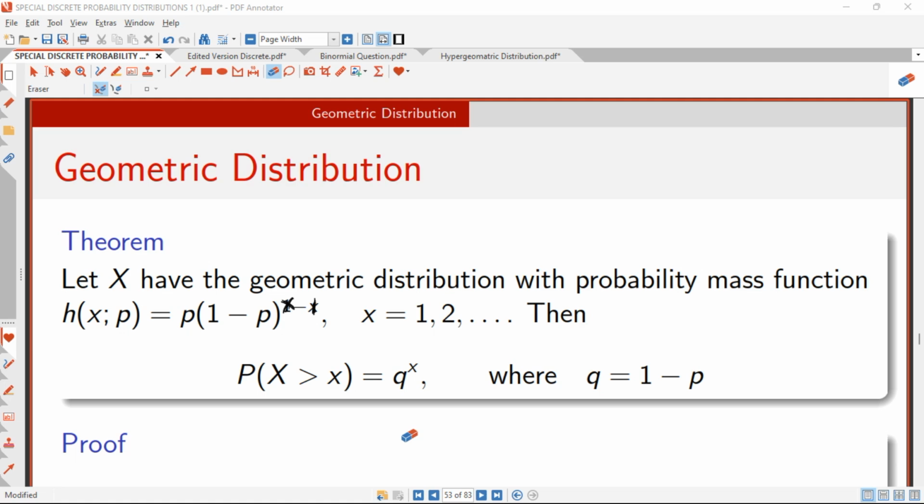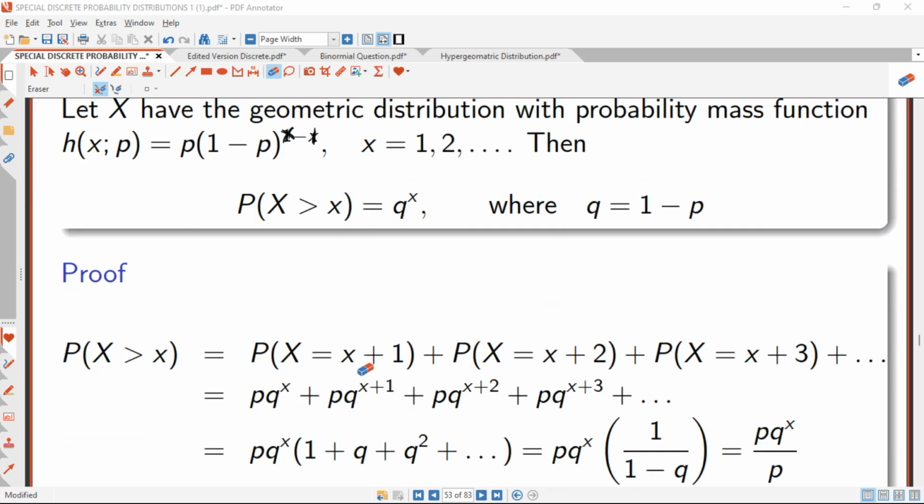Now I want us to discuss some theorems. Let X have a geometric distribution with probability mass function P times (1 minus P) raised to the power x minus 1. If we are asked to calculate the probability that X is greater than x, it is equal to Q raised to the power x, where Q is equal to 1 minus P. So let's prove this theorem.